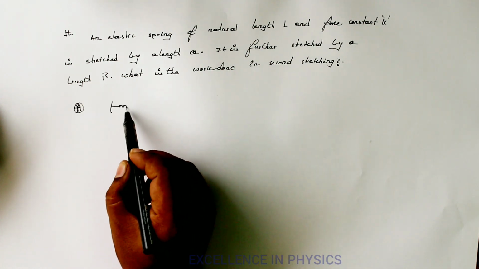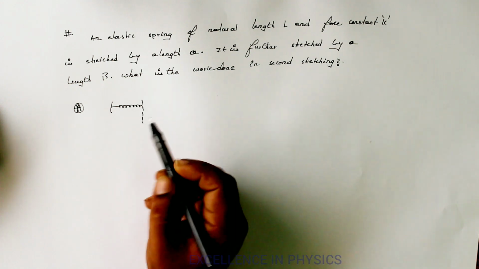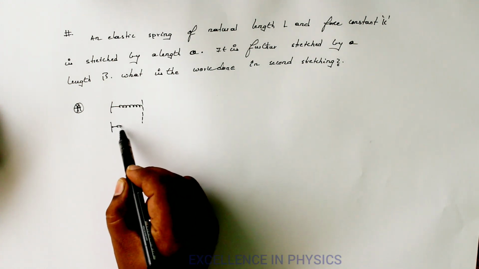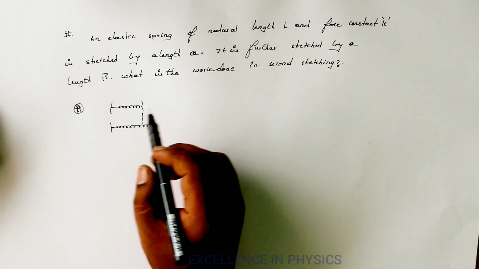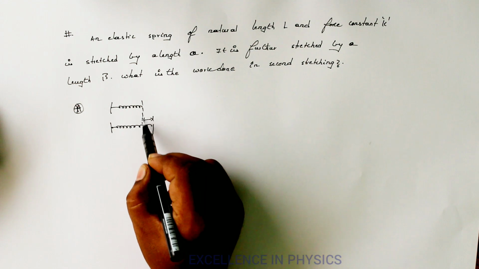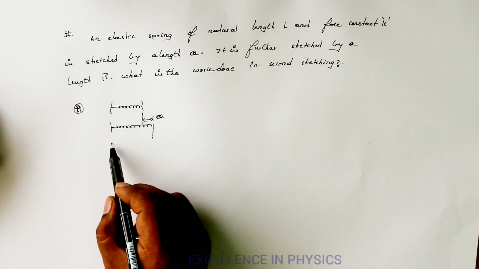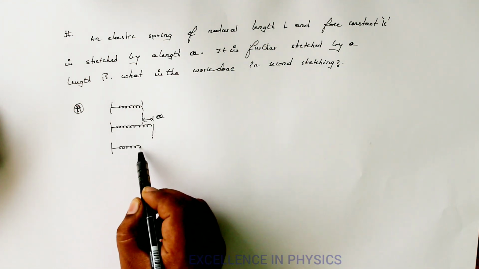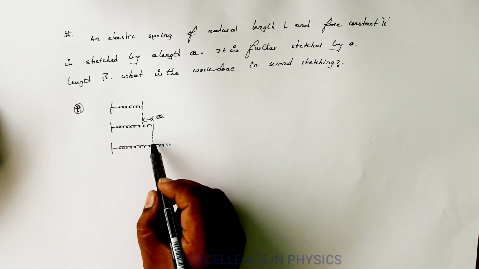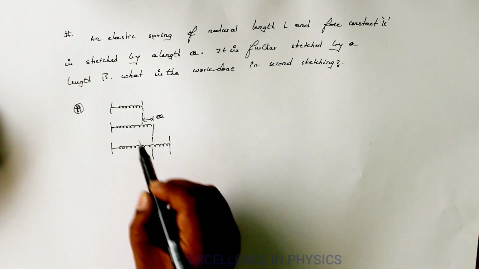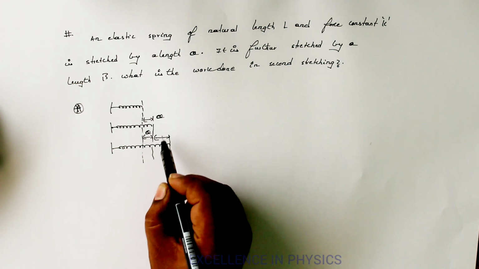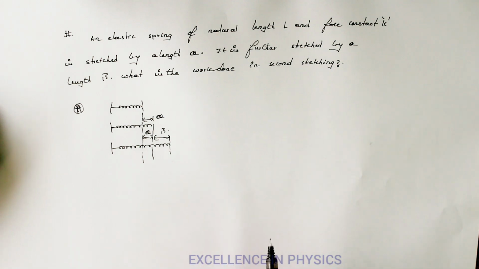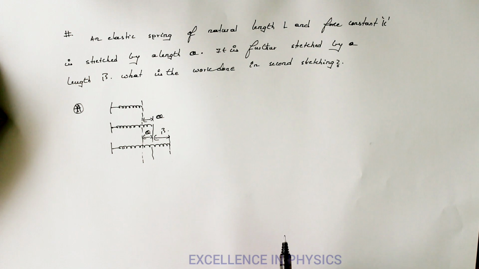Consider this is the natural length of the spring. From here, we are stretching the spring up to here, that is by a distance of alpha. So this distance is alpha. Then from here onwards, again I am stretching by a further distance of beta. So if this is alpha, then this value is again beta. Then the question is, what is the work done in the second stretching? That I want to calculate.